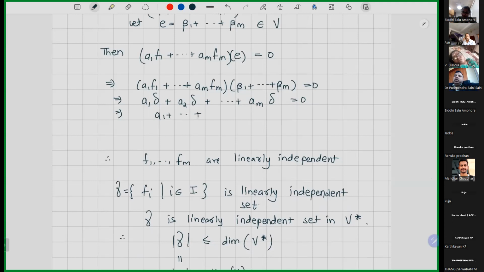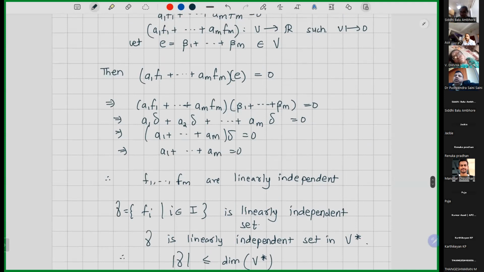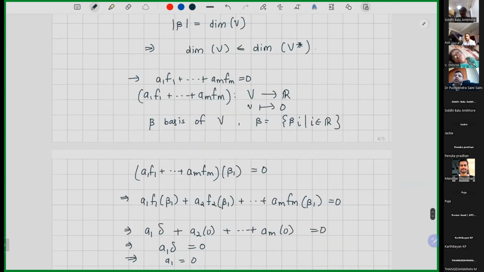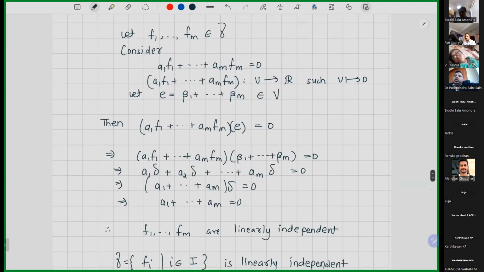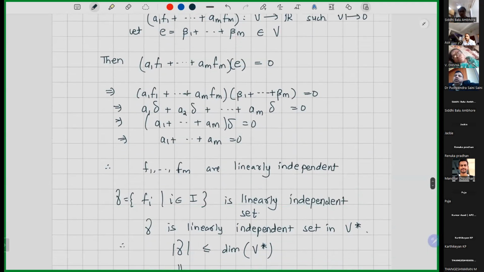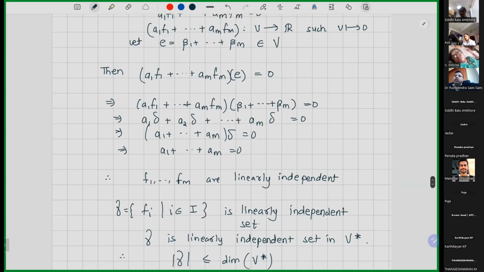So this is A1 plus A_M. Actually, this won't help here. So delta is non-zero, A1 to A_M is 0, something like that, but I think this is not helping us here. But this will definitely do, because we are in R now. We have evaluated this at beta 1 to beta m and we got this.